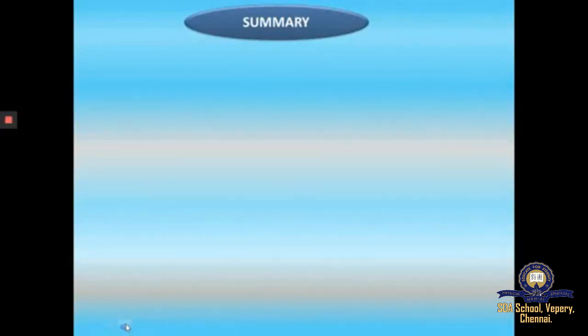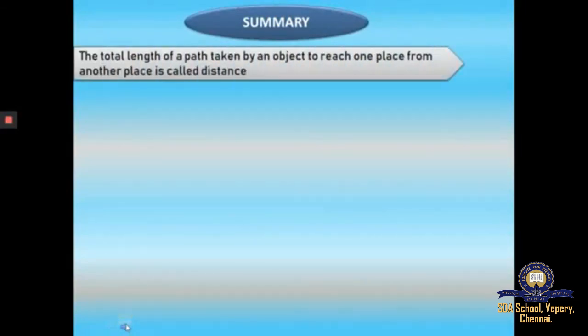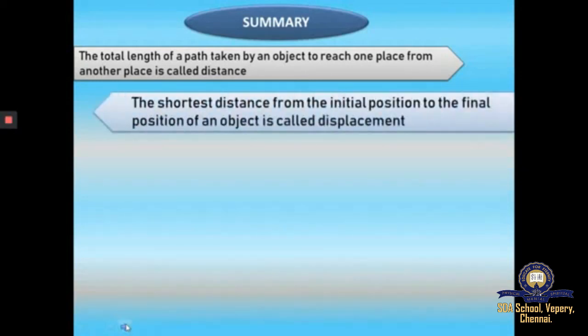Summary of this lesson. So we learned about distance, the total length of a path taken by an object to reach one place from another place is called distance. Next we learned what is called displacement. The shortest distance from the initial position to the final position of an object is called displacement.